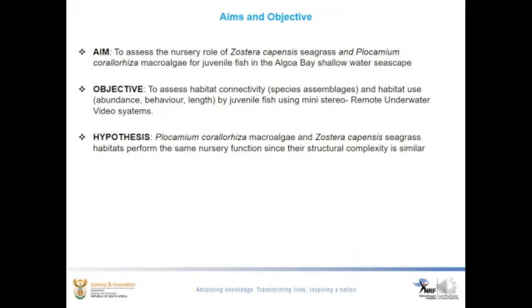The objective of this study is to assess habitat connectivity and habitat use by juvenile fish using minnow rafts. Both seagrass and macroalgae are structurally complex habitats. Therefore, it is hypothesized that they would perform the same nursery function.